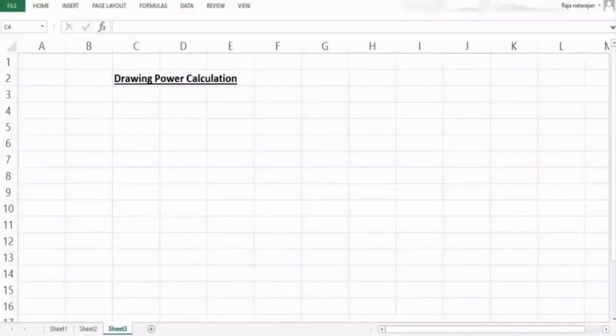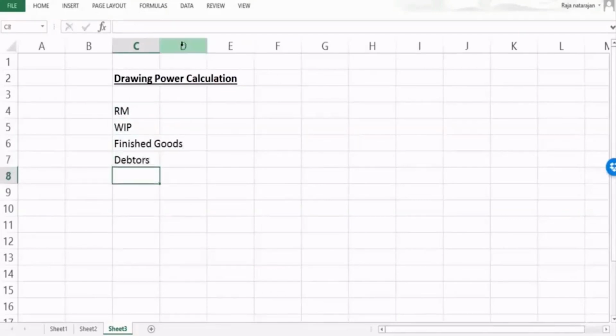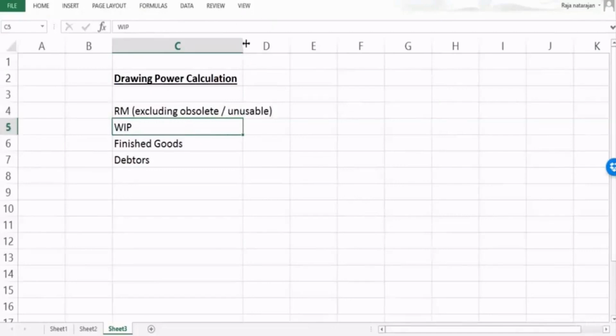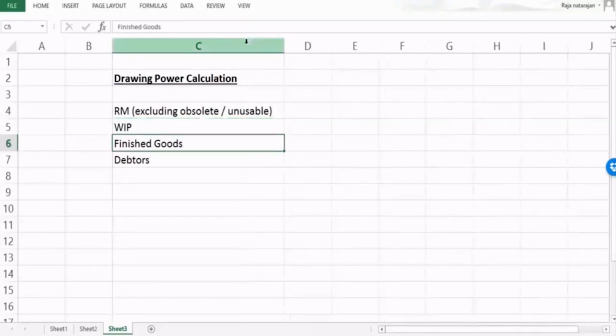So now it's time for us to get into the session. Let's understand how drawing power is calculated in case of cash credit facility. Cash credit facility is basically sanctioned against inventories and debtors. So the inventories have to be divided into three: raw material, work in progress, and finished goods. Then debtors. Now within inventories, the unusable materials or obsolete raw materials have to be excluded, right? So we'll say excluding obsolete or unusable materials. They have to be excluded, and the same is applicable for finished goods also.